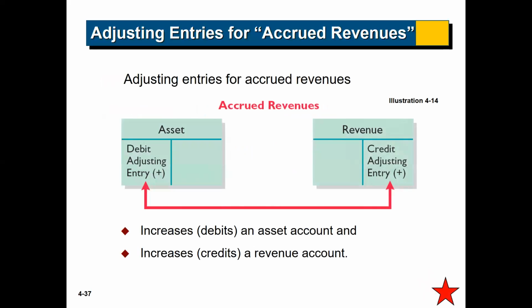So when we do these adjusting entries, we're going to debit an asset account. It's going to be an accounts receivable, a notes receivable, some kind of a receivable. And we're going to credit the revenue account. And at this point, everything should still be just service revenue. So we debit an asset, we credit the revenue.